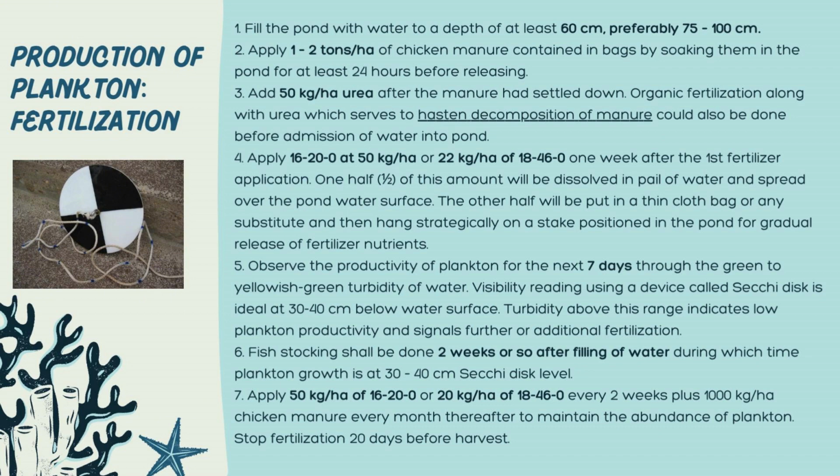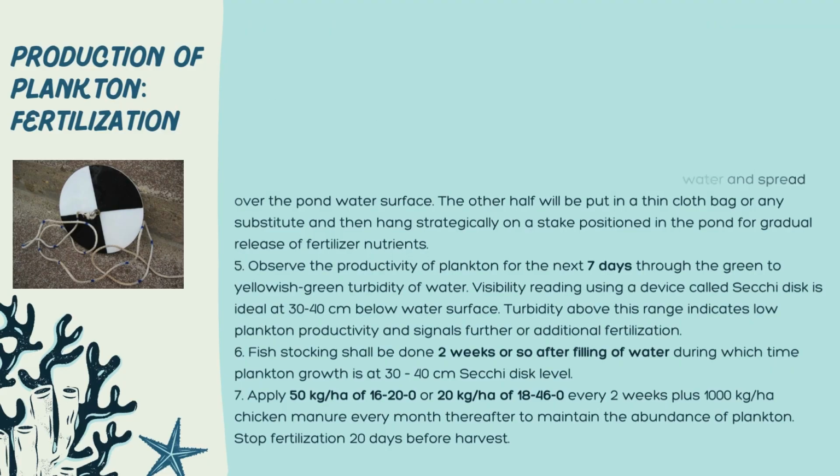Lastly, apply 50 kilograms per hectare of ammonium phosphate or 20 kilograms per hectare of diammonium phosphate every 2 weeks, plus 1,000 kilograms per hectare of chicken manure every month thereafter to maintain the abundance of plankton. Again, stop the fertilization 20 days before harvesting the stock.